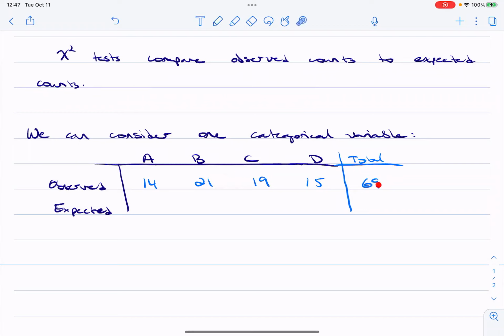So what would we do? We would say, okay, if they're independent of each other, so there's no rhyme or reason between what grade people are getting, then I would just take this 69 and divide it by 4. And then that would be my expected count in each cell. So 69 divided by 4 is an expected count of 17.25. For our expected counts, we're allowed to have decimals, that's totally fine. So then I'm expecting 17.25 in each of these cells, putting me at a total of 69 again, of course.